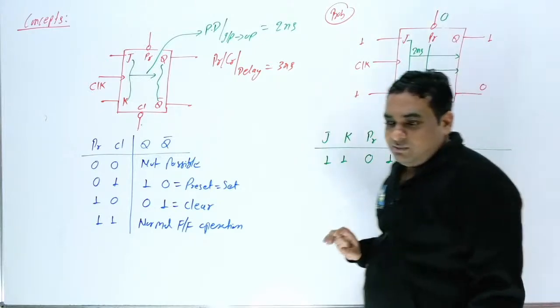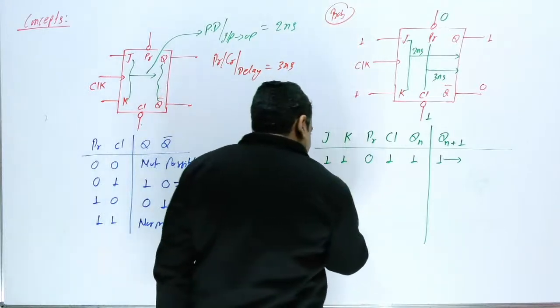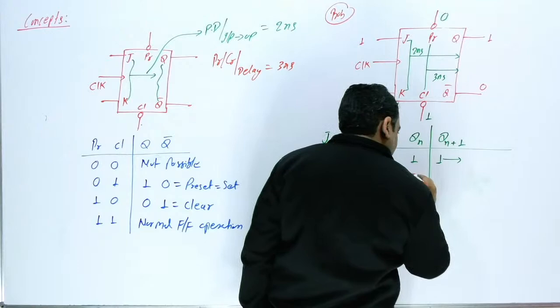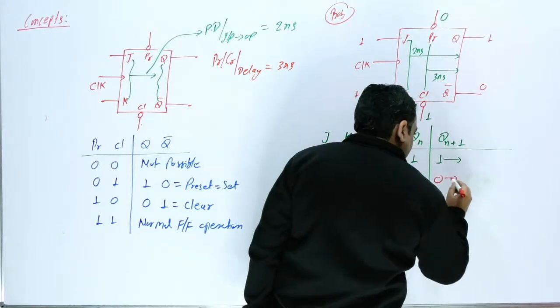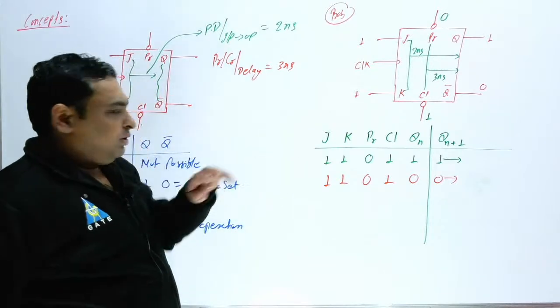And I am going to assume one more case, a second case. If J is 1, K is 1, preset is 0 and clear is 1, and Qn is 0, so initially the output was 0. Then after how much time will the output change? So we have to find out these two outputs.